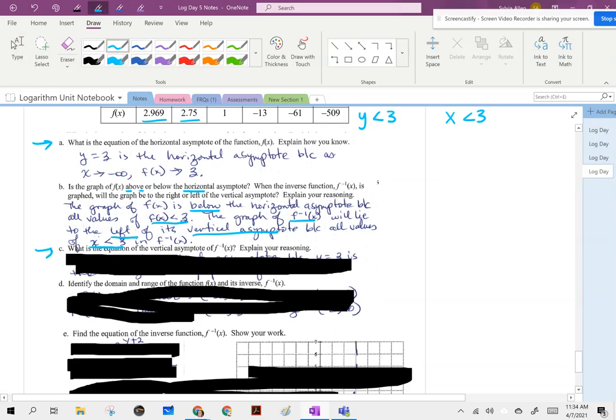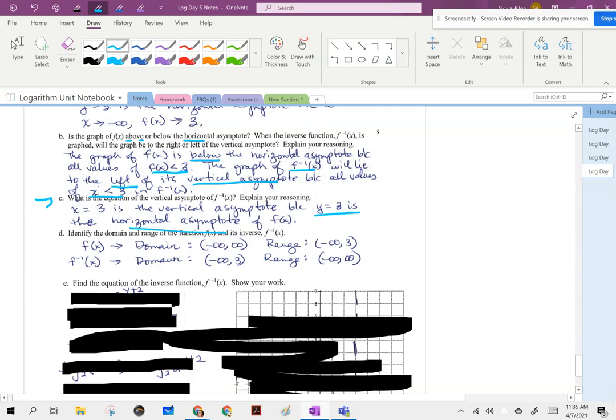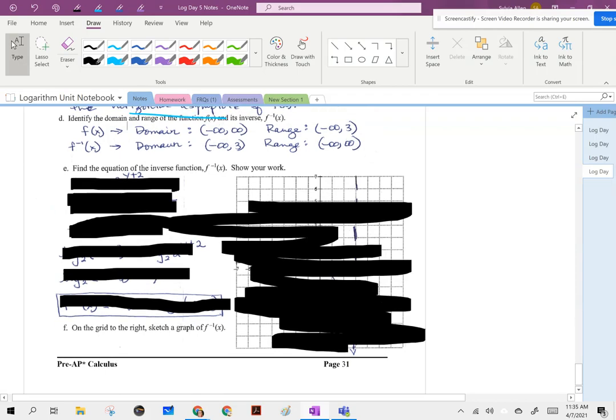So on C, what is the equation of the vertical asymptote? We've got x equals 3 is the vertical asymptote because y equals 3 is the horizontal asymptote. Identify the domain and range of both. So hopefully we should be good with that, the domain and the range, and then you're switching them for the inverse. On E, let's find the equation.